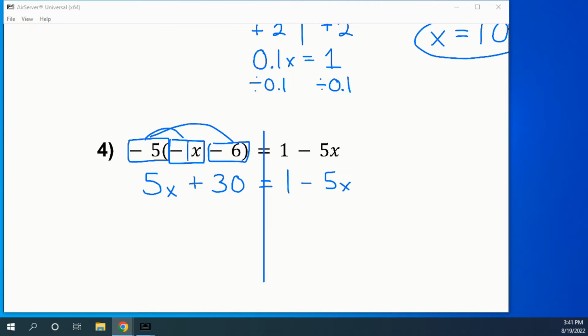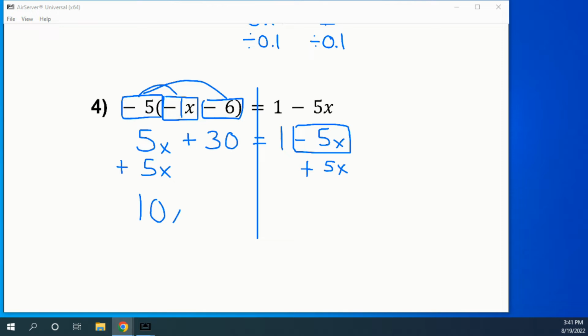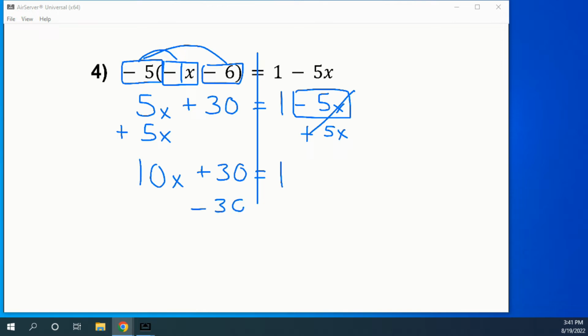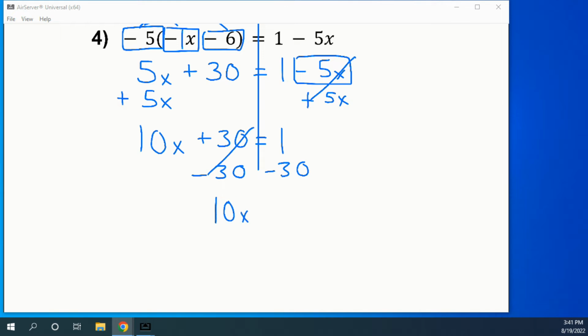Then what I'm going to do here is get my variable terms on the same side. I recognize that this is a -5x, so I'm going to add 5x on both sides. 5x plus 5x gets me a 10x. Bring down the plus 30. Bring down the 1 on the right side because these 5x's cancel. I'm going to subtract 30 now. On the left side, I have just the 10x. On the right side, I have 1 minus 30, which is -29.